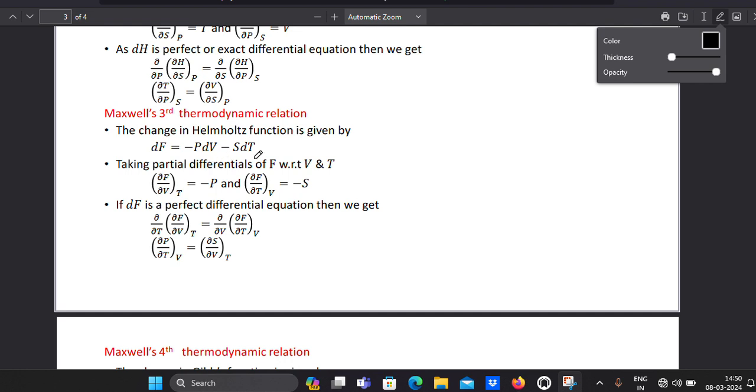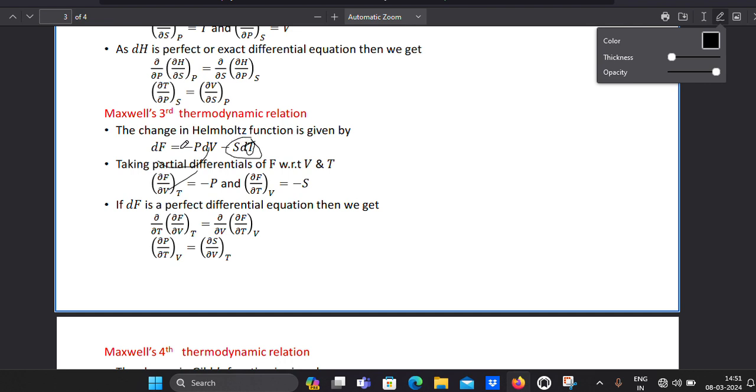Okay, now let me do it with respect to V. Then we have to keep T as constant. If T is constant, dT becomes 0, so this term is totally 0. Then what do you get? dF equals minus PdV. Bring this dV to this side: dou F by dou V equals minus P, like this.